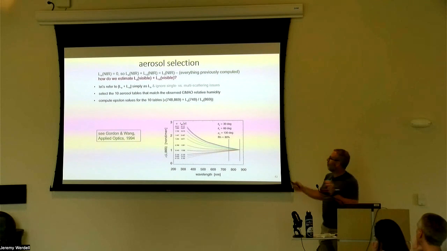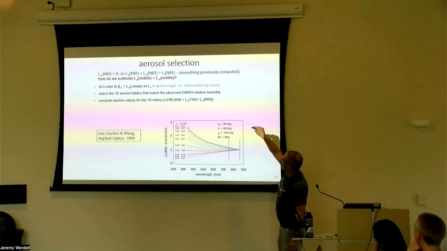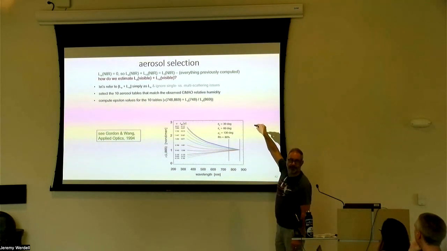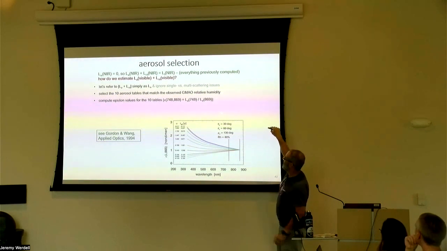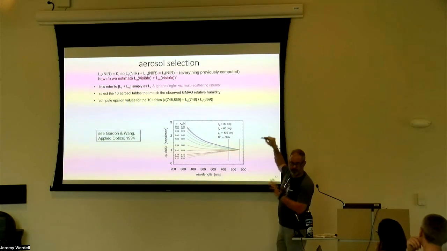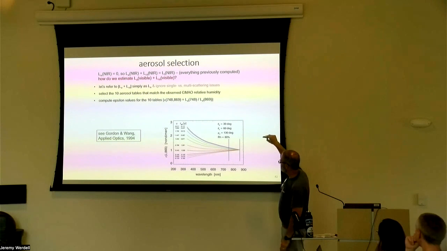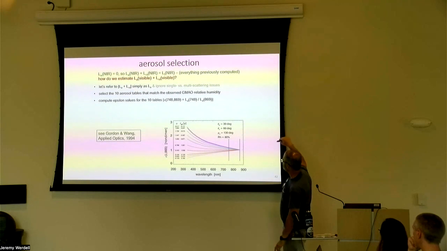All right. So now I can calculate an epsilon in those bands, right? Which is basically just taking the ratio of two things now I think I know. So you pick the 8 aerosol tables that match your measurement of a relative humidity, and then you calculate the epsilon for each of those 10 tables, which you can do just by navigating the lookup tables, and you might get a series of non-dimensional epsilons from those tables that looks like this.